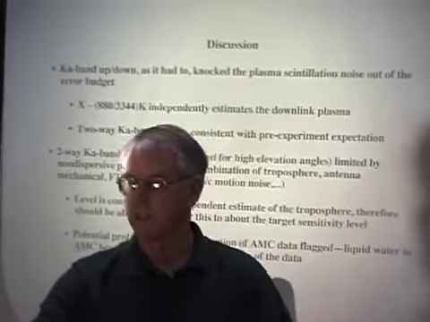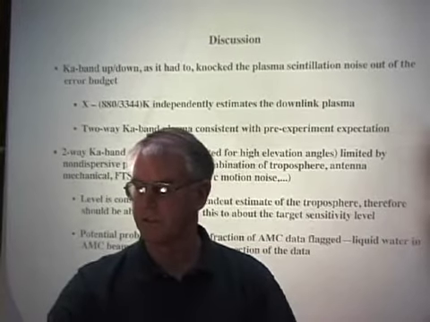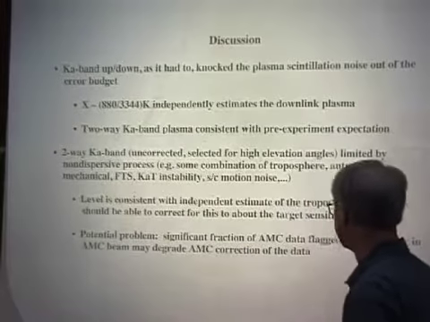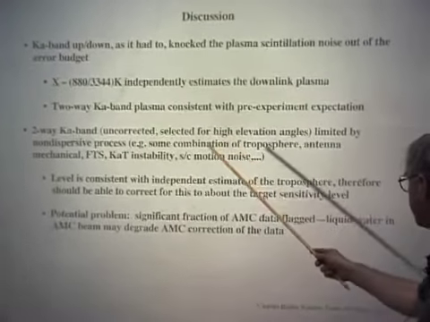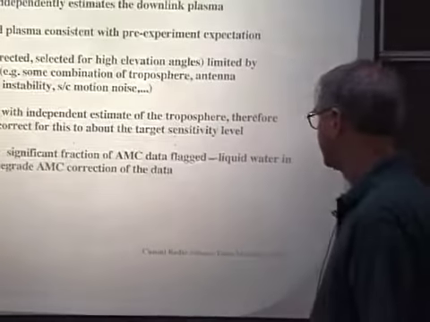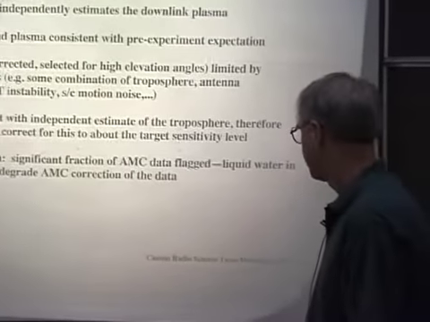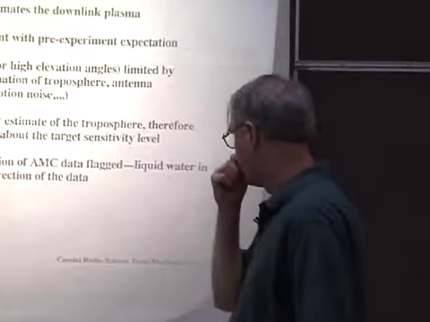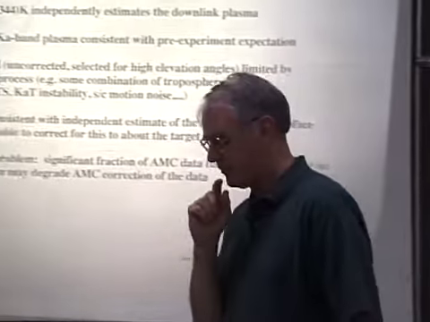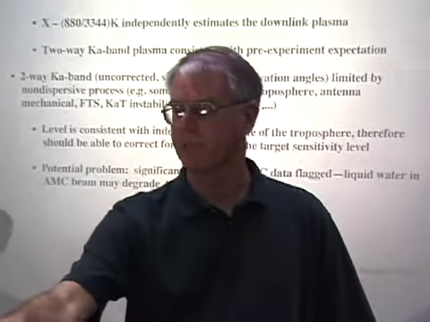Let me just summarize what the data are telling us. I think that the Ka band did knock the plasma out of the equation as it should have. The two-way Ka band data, which are selected for high elevation angle but not corrected, are at the level consistent with what we expected before the experiment. There's a problem in that it rained some of the time, and so some of the advanced media calibration data are flagged. The advanced media calibration system doesn't work well when there's liquid water in the beam, so some fraction of the data will have degraded sensitivity.